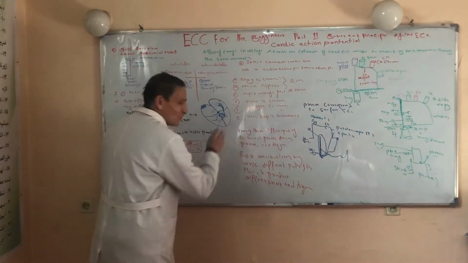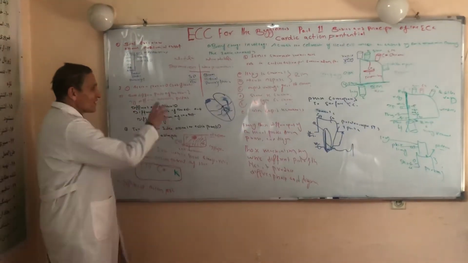Finally, I want to give a definition for the action potential after the discussion of these matters. How should I define the action potential? Action potential is defined as the electrical activity of the heart at the molecular level.